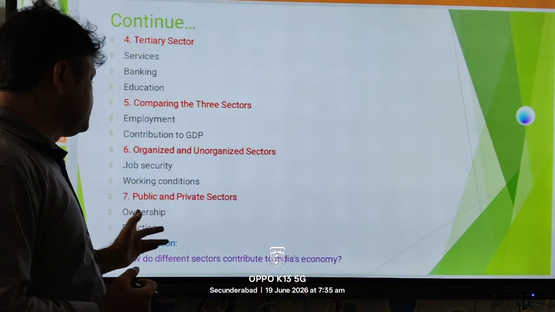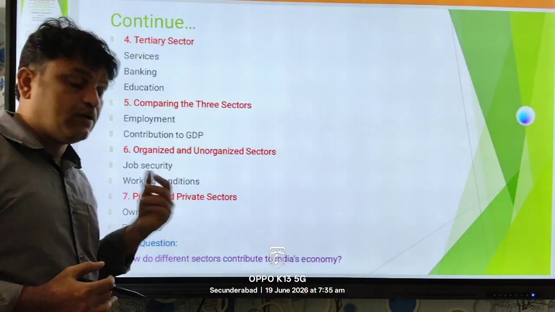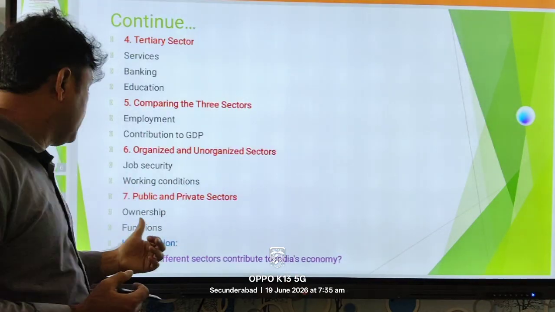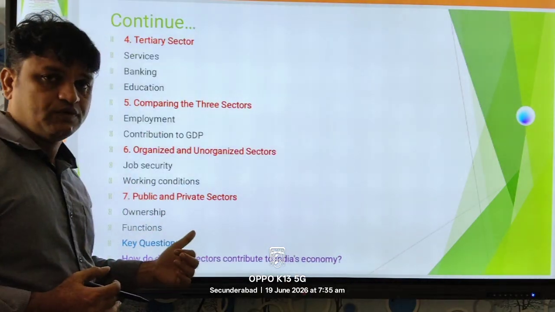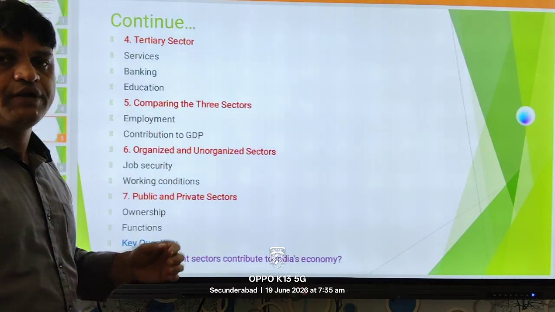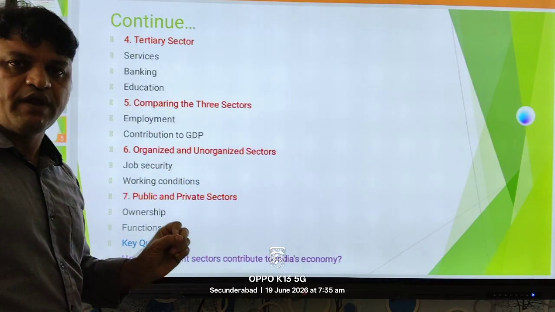And ownership: who is owning the public sector? Government is the owner. In private, people are the owner. And what are their functions? Okay. All these things we are going to look at in chapter 2, sectors of the Indian economy.